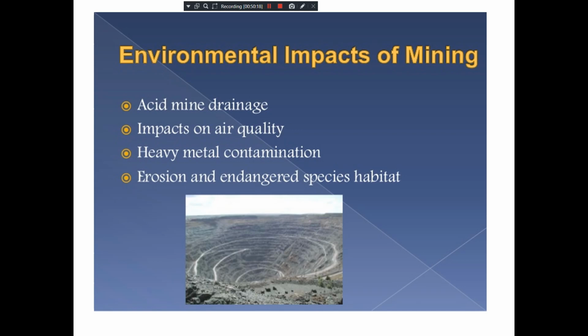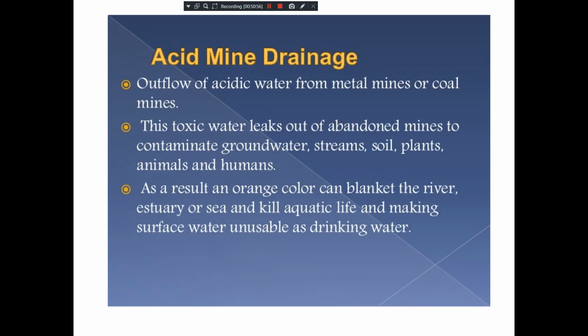During the mining, a lot of dust is inevitable, so that has impacts on the air quality. And there is heavy metal contamination. Heavy metals are very dangerous to life, whether it is mercury, cadmium, or strontium. These are all heavy metals, highly dangerous to the body, and heavy metal contamination of the water is taking place. Then soil erosion is always there. It has also affected many of the habitats of the species.